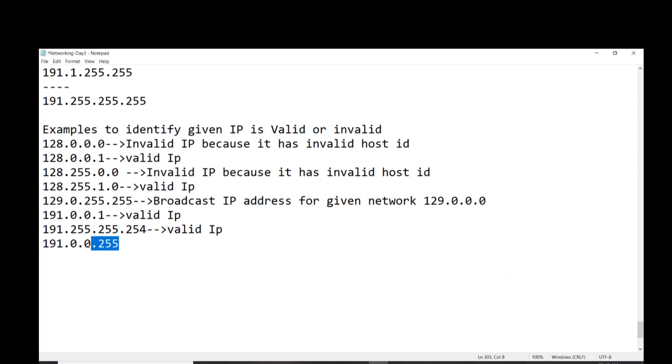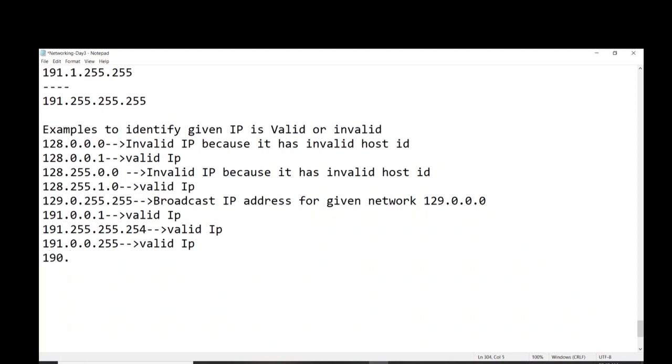Are all host bits in the host ID equal to 0 here? No, sir. Are all the host bits in the host ID equal to 1? No, sir. So that means it's valid. Yes or no? Yes, sir. Valid. We'll do one more example.